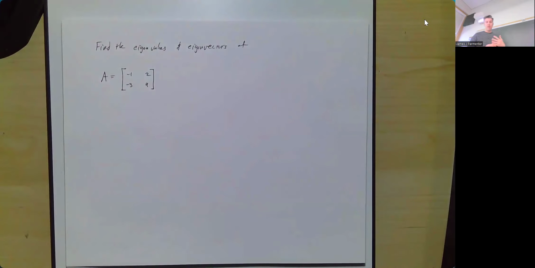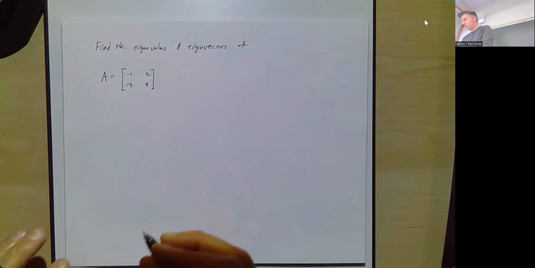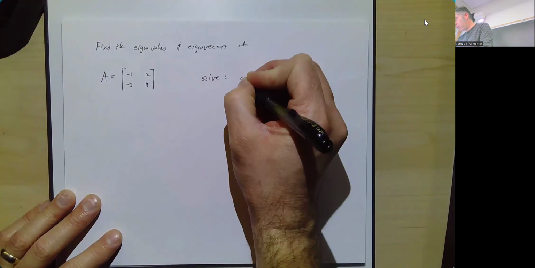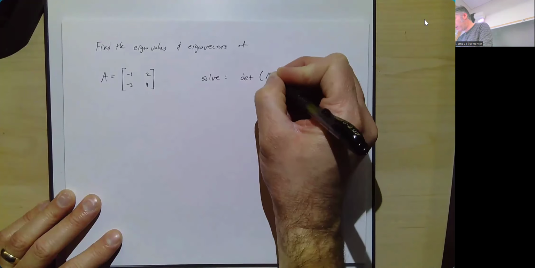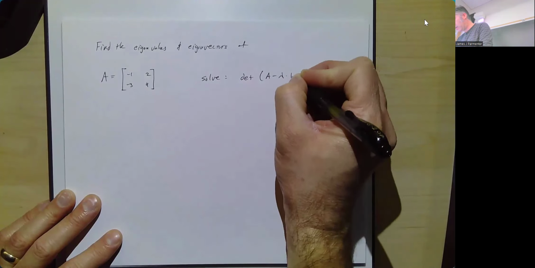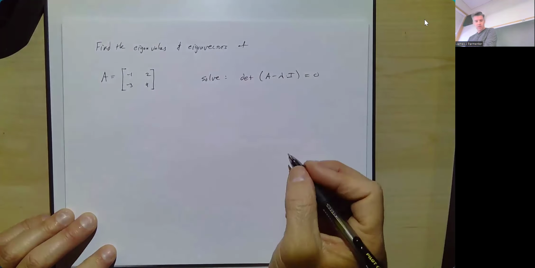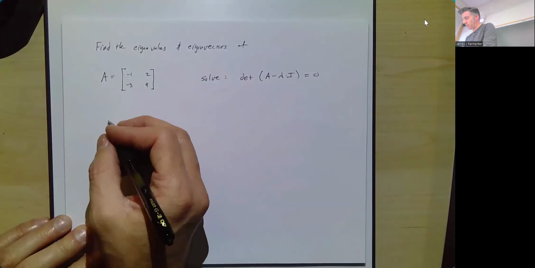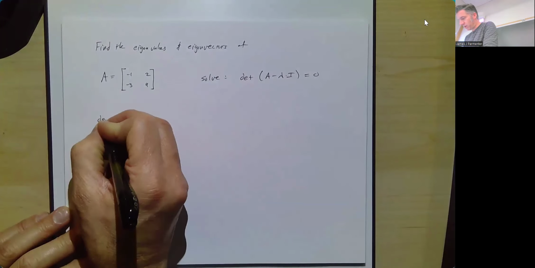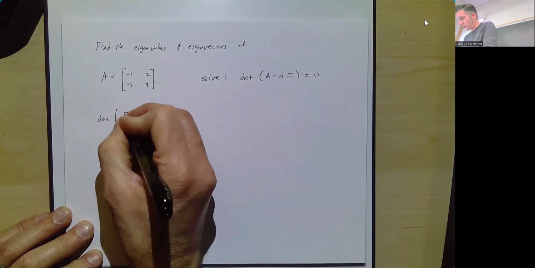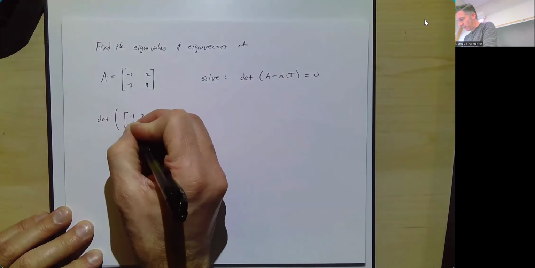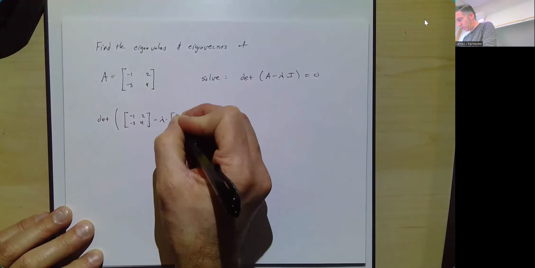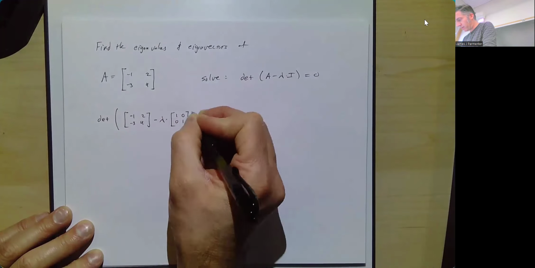Okay, so here's how we find eigenvalues. We're going to solve the determinant of A minus lambda times the identity matrix equal to 0. We can write this out in a bigger way. So we're going to solve the determinant of our matrix A, which is -1, 2, -3, 4, minus lambda times the identity matrix, which is 1, 0, 0, 1, equal to 0.